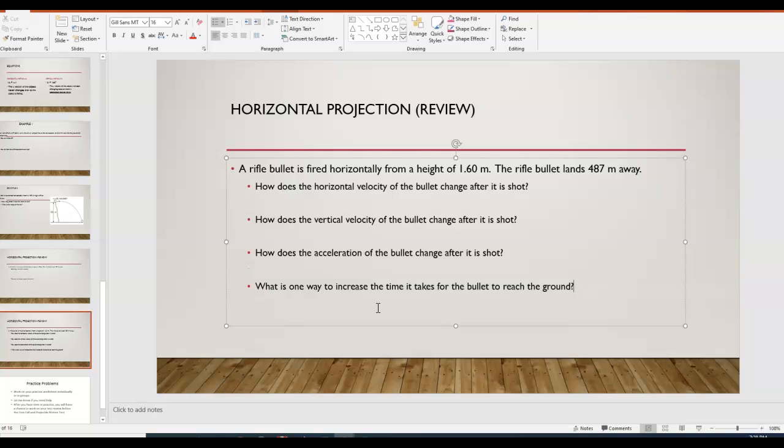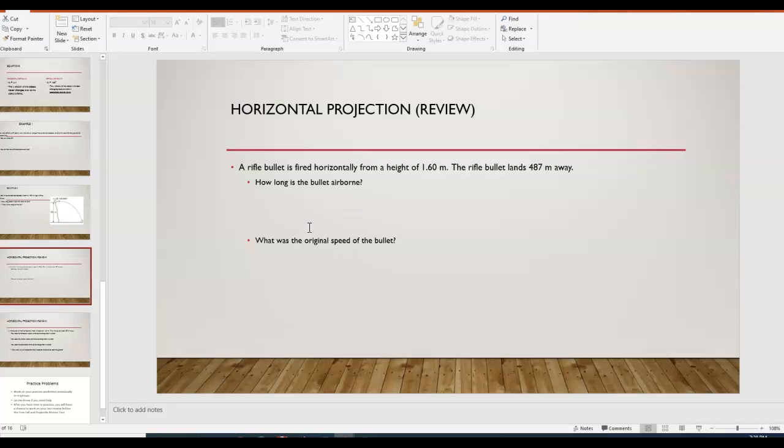And then the last question, what is one way to increase the time it takes for the bullet to hit the ground? You can increase the height. That's probably the most straightforward way to increase the time for the bullet to hit the ground, because if you increase the height, it's going to take a longer time to reach the ground. So that's how you would answer some of these more conceptual questions. Again, there is a calculation question on here that I don't want to do because of time, but if you want some extra practice, see if you can do these ones on your own.